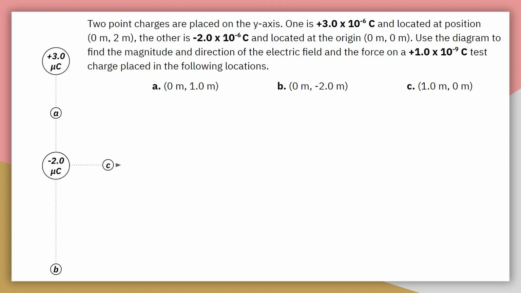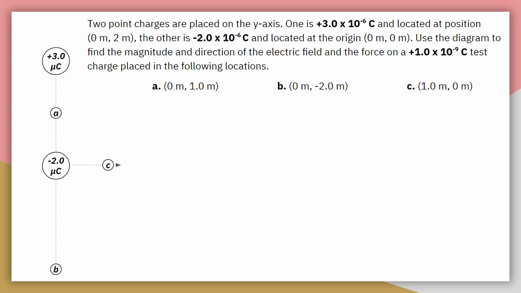For this problem, 2 point charges are placed on the y-axis. One is positive 3.0 times 10 to the negative 6 coulombs and located at position 0 meters, 2 meters. The other is negative 2.0 times 10 to the negative 6 coulombs and located at the origin, 0 meter, 0 meter. Use the diagram to find the magnitude and direction of the electric field and the force on a positive 1.0 times 10 to the negative 9th power coulomb test charge placed in the following locations.